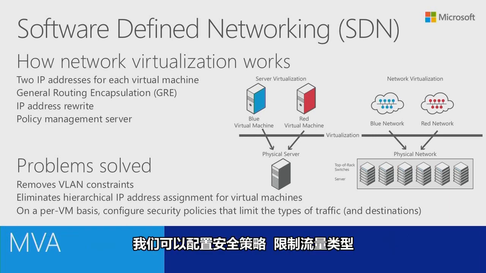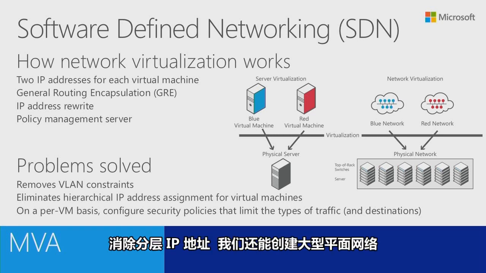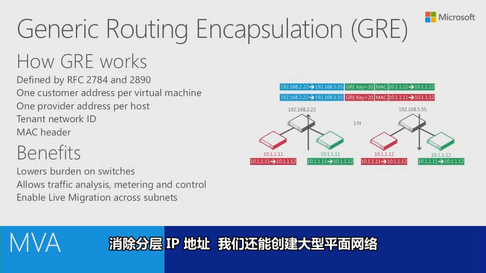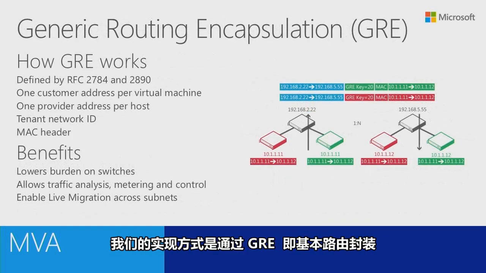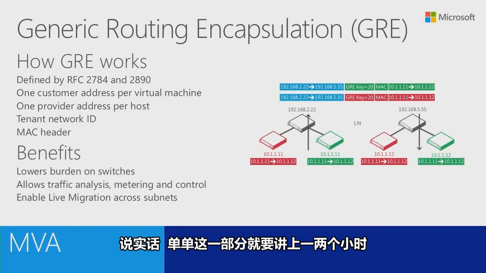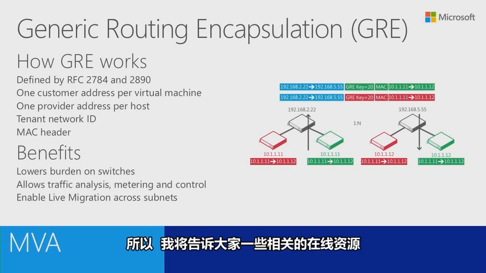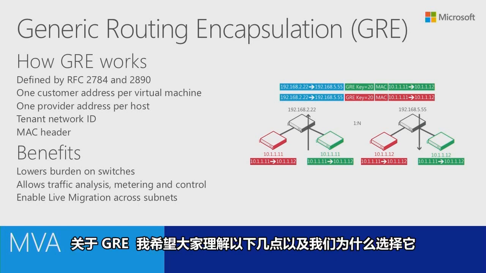It allows us to configure security policies that limit the type of traffic, eliminates hierarchical IP addresses, and allows us to create big flat networks. The way we're doing this is through GRE, generic routing encapsulation. Honestly, this is an hour or two-hour talk in and of itself, so I'm going to point you to a whole bunch of online materials. But there are a couple of things I want you to understand about NVGRE and why we've chosen this.